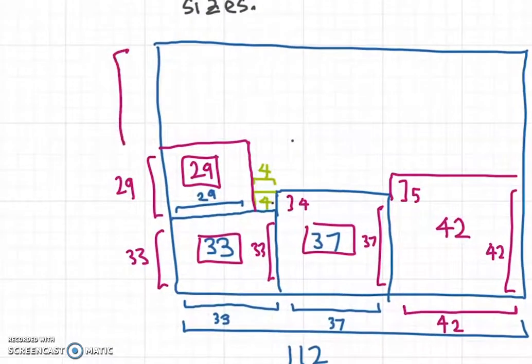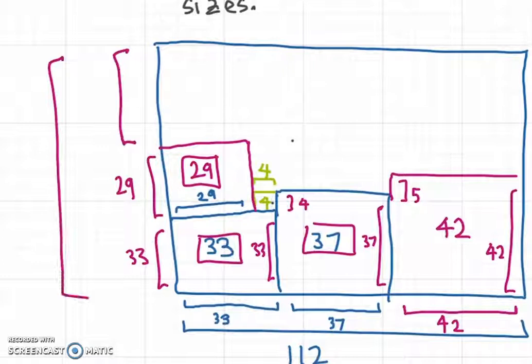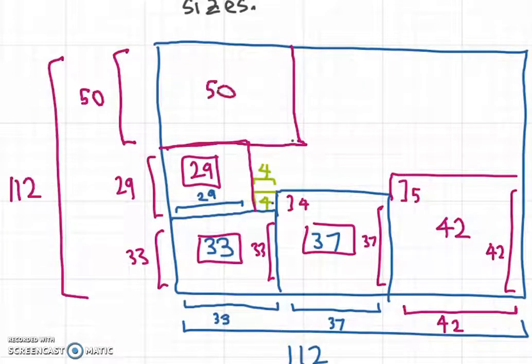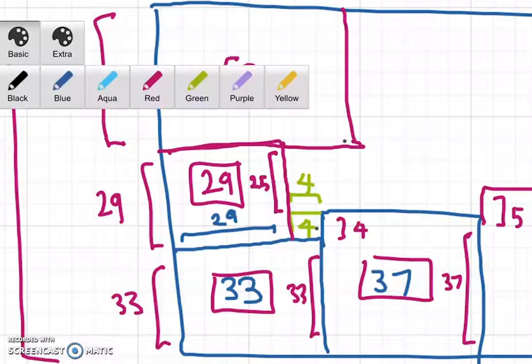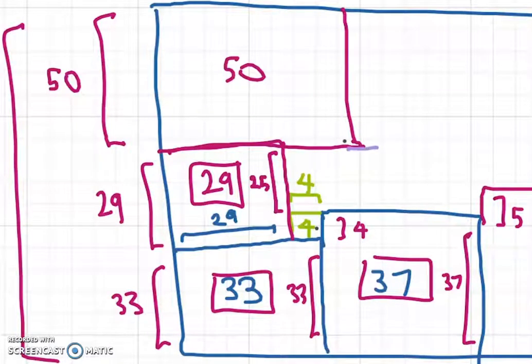Okay, and what's left over here? So we have 112 here, and if you subtract 29 and 33, we have 50 left over. So now we can draw a square of side length 50 like this. Okay, and over here we'll have a distance of 29 minus 4, which is 25. Now I'll draw a square of side length 25 over here.